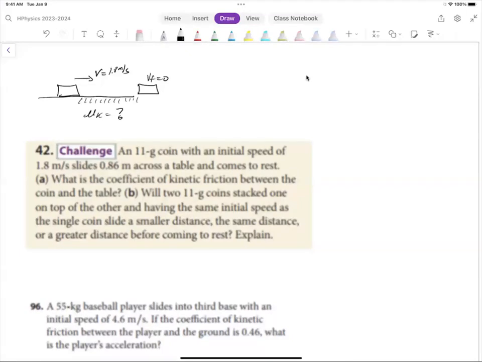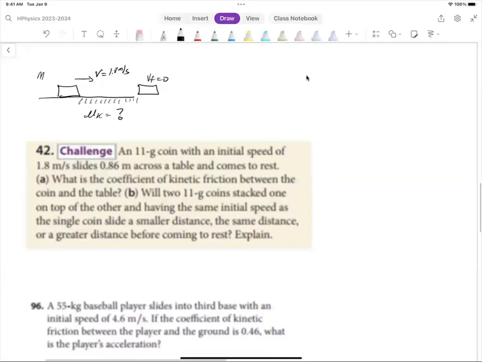Okay, so I've drawn a picture of a coin sliding across the floor. It comes to a stop. They told me the initial velocity is 1.8 meters per second. And let's see, what else did they tell me? They tell me that the mass of the coin is equal to 11 grams. We're going to convert that. How do I convert that to kilograms? I take 11 grams, I divide by 1,000 grams in 1 kilogram. So the mass of the coin is 0.011 kilograms.